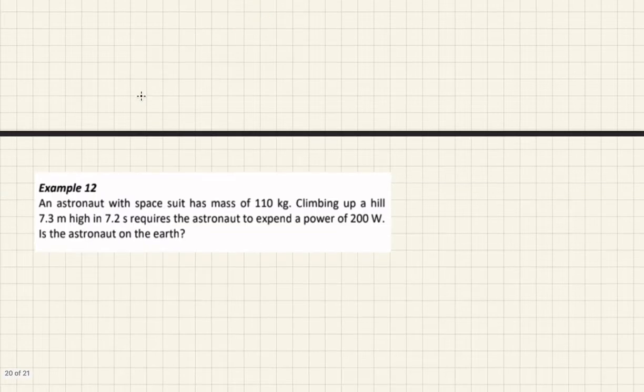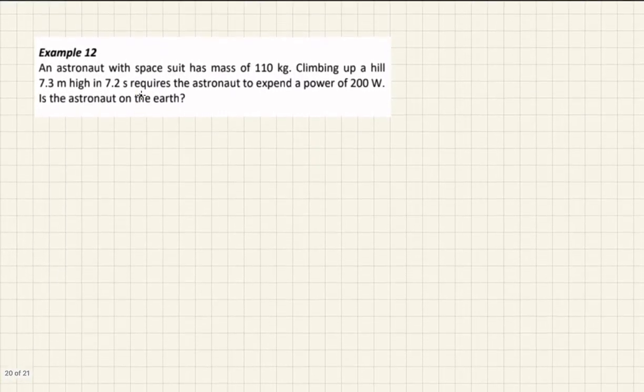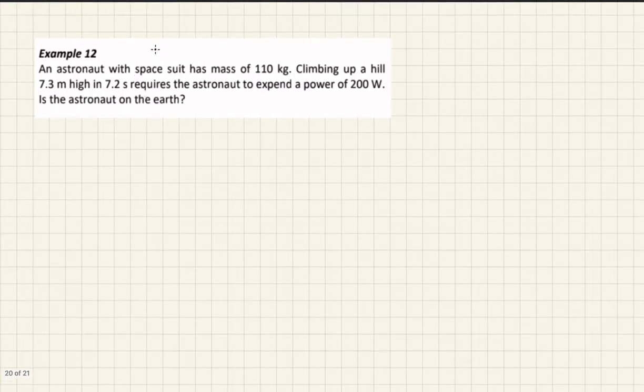So let's see the next question, which is example 12. Ini astronaut. An astronaut with a spacesuit, mass 110 kg, this is the mass, climbing up a hill 7.3 meters, so this is the displacement, in 7.2 seconds requires the astronaut to expend a power of 200 watts. So kali ni dia dah bagi power kat kita. Is the astronaut on Earth? So dia tanya kita, adakah astronaut kita on Earth? So how do we know sama ada dia adalah on Earth ataupun tidak?